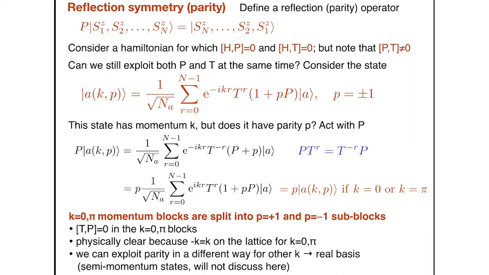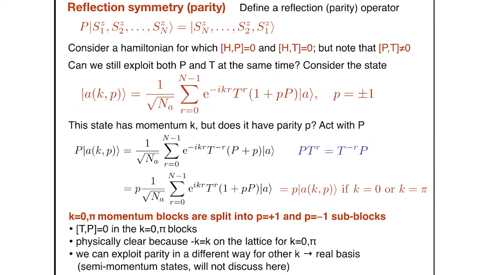So let me also say, this is physically clear from the beginning, right? Because on the lattice, minus k is k for k equals zero or pi, right? So it turns out you can actually exploit parity in a different way, but I will not discuss it. But I gave some reference in my description of these lectures where that is discussed. It's some long lecture notes that I wrote a few years ago.